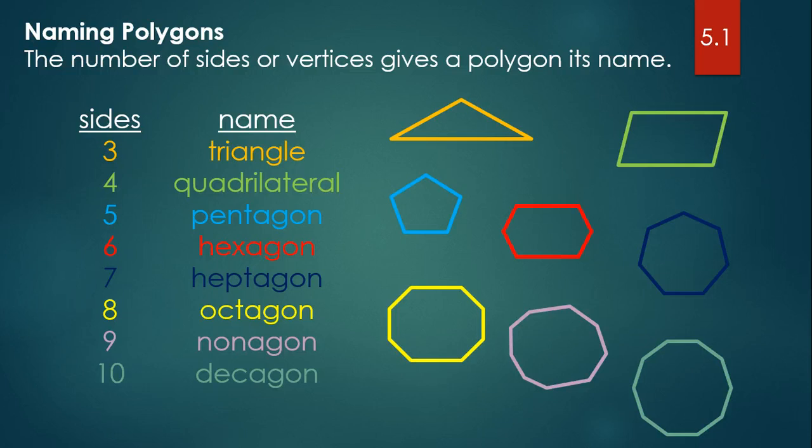Now, if we go beyond 10 sides, we have names that we can give those figures, but we're going to generalize this to say that any polygon that has more than 10 sides, so we'll just use n as a placeholder here, we'll call an n-gon. So a polygon with 17 sides we would call a 17-gon. A polygon with 23 sides we would call a 23-gon.